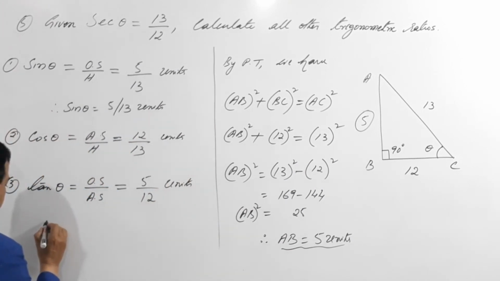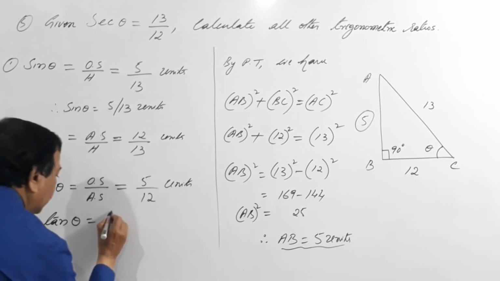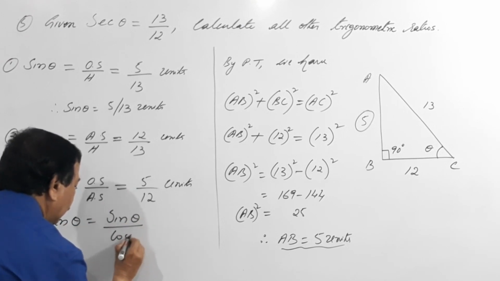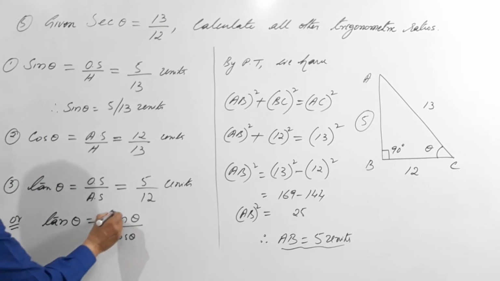Tan theta is also equal to what? Tan theta equals sin theta by cos theta. Tan is sin by cos. Remember this formula.